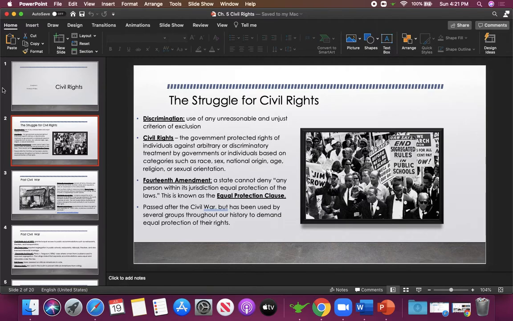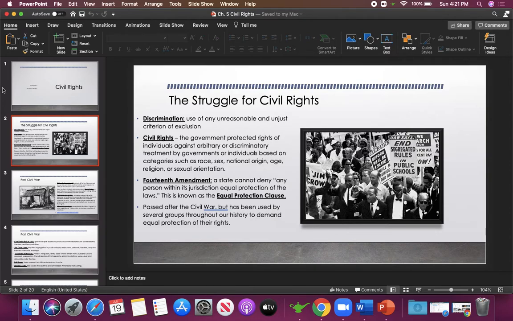And when we talk about discrimination, we mean unreasonable and unjust criterion for exclusion. So, anything that prevents people from being able to access equal opportunities in this country, such as education, jobs, anything like that. So, civil rights are government protected rights against arbitrary and discriminatory treatment by government or individuals based on categories such as race, sex, national origin, age, religion, or sexual orientation.